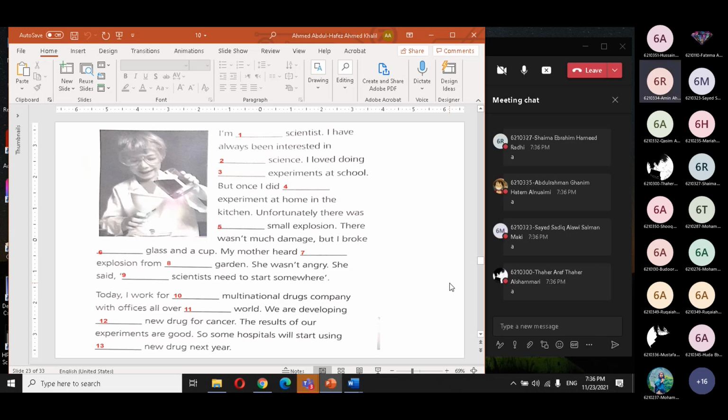There was not much damage, but I broke a glass and a cup. Glass, is it repeated or the first time? First time. Yes, if it is the first time, we use a. Excellent. My mother had a glass and a cup.